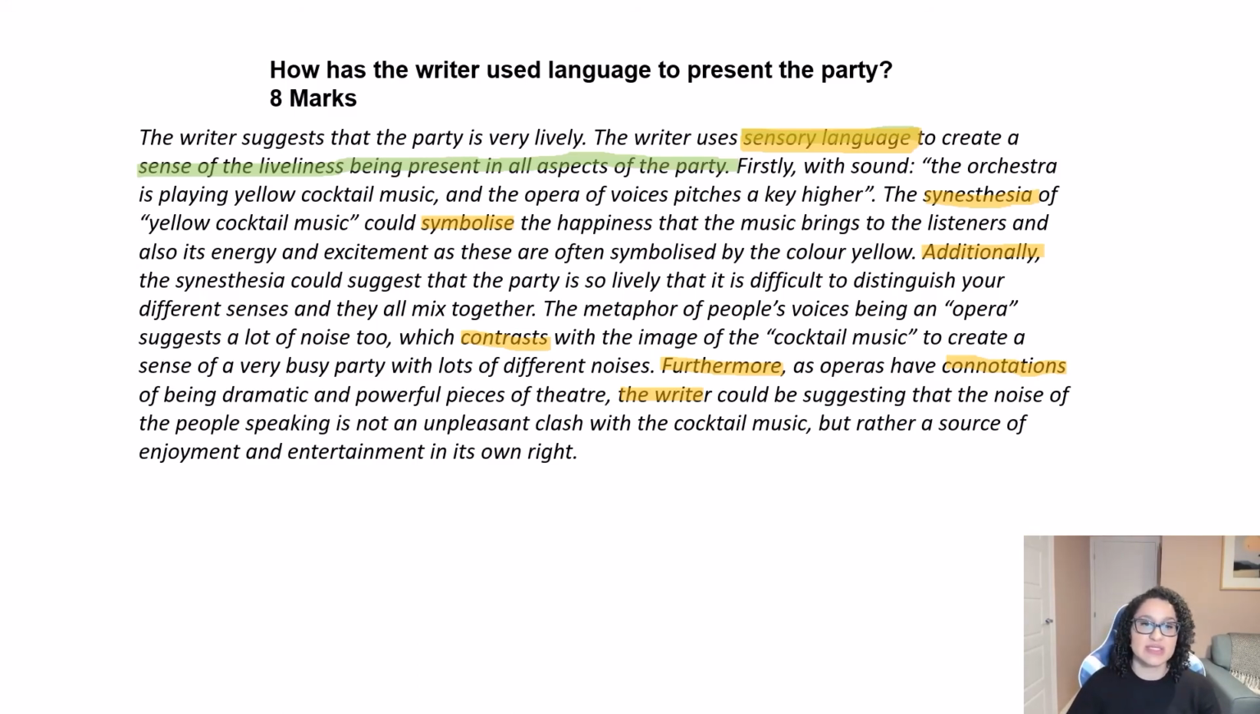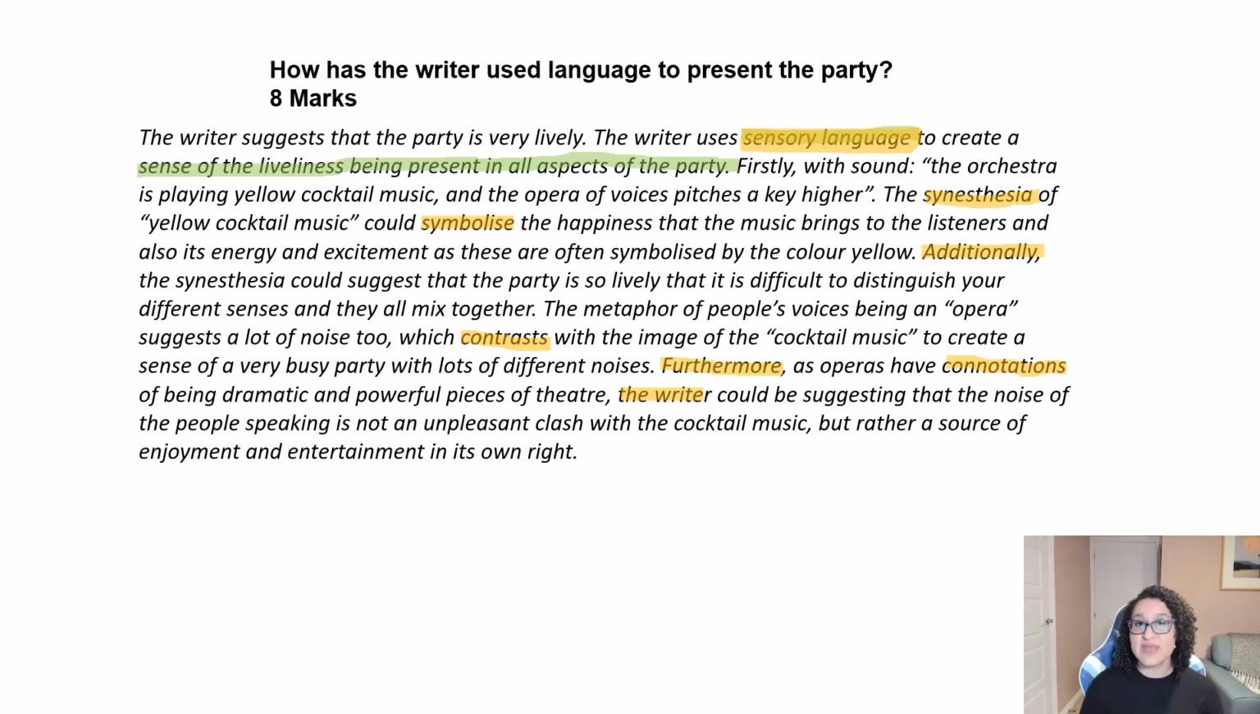So this would be considered a really good response. It's not a complete response. We need more, yeah, this would be a good response because it is definitely detailed, and it's started to become insightful with things like the multiple interpretations, and also spotting that deep meaning of, even though cocktail music and opera are very different sounds, the writer is not trying to suggest that's an unpleasant thing. They're trying to suggest it's like an enjoyable thing.